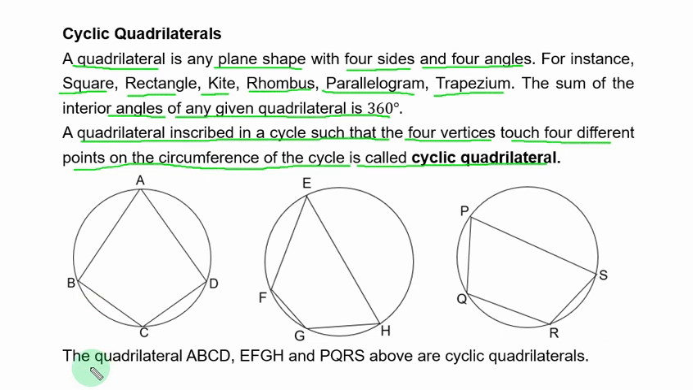You have it that the quadrilaterals ABCD, EFGH, and PQRS above are cyclic quadrilaterals. Now look at this. PQRS is a quadrilateral that is inscribed into the circle. It becomes a cyclic quadrilateral.